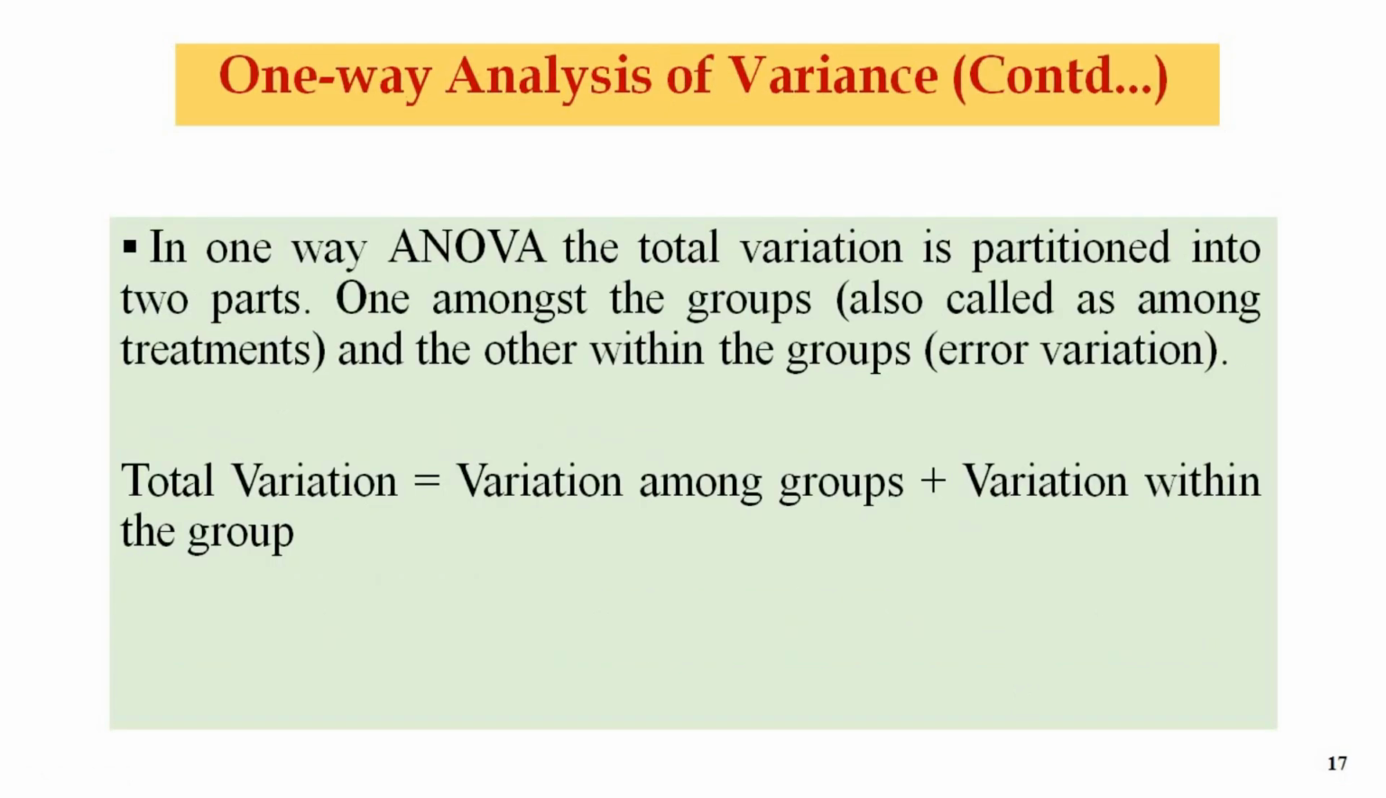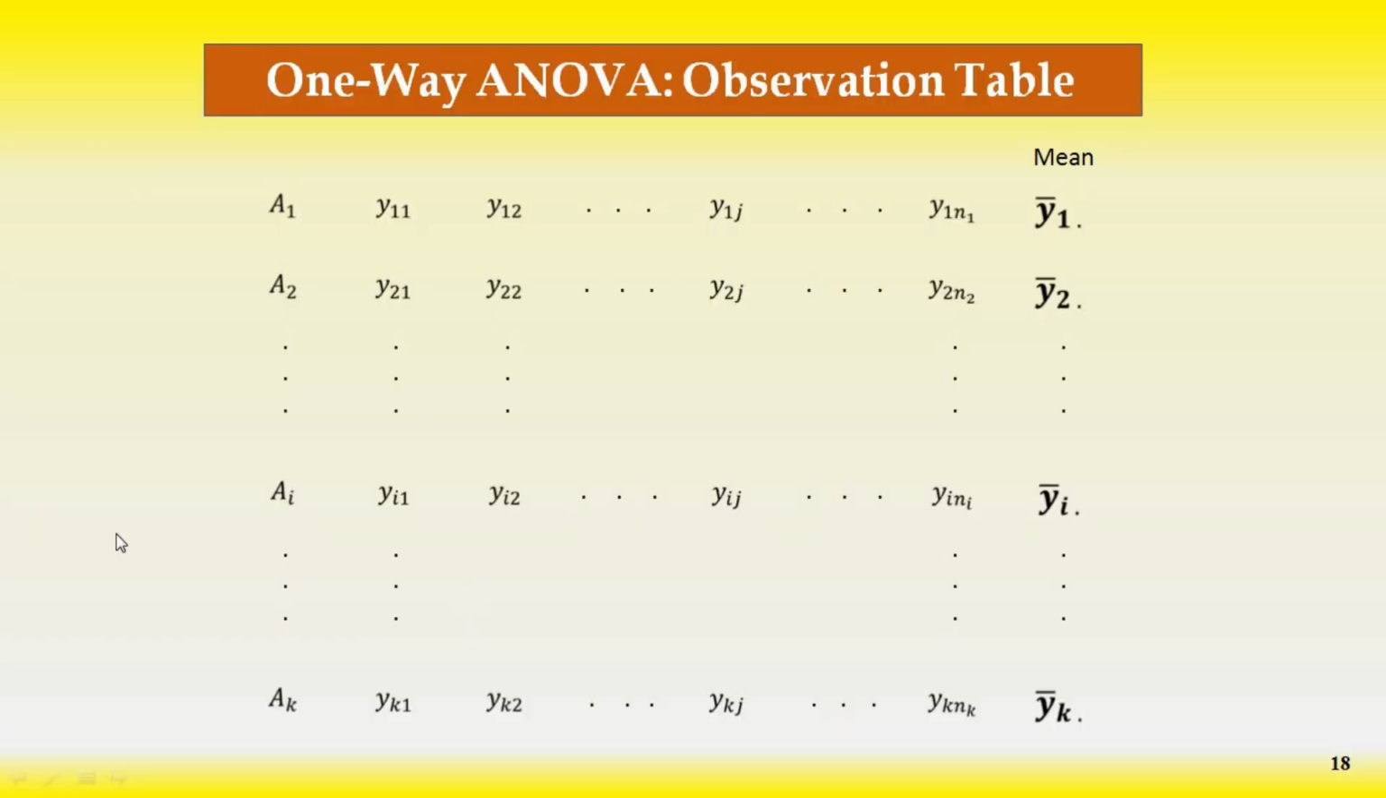And in one-way ANOVA, the total variation is partitioned into two parts: one among the groups, which is also called among treatments, and the other within the groups, which is called error variation. Here you see I have given total variation equal to variation among groups plus variation within the group.